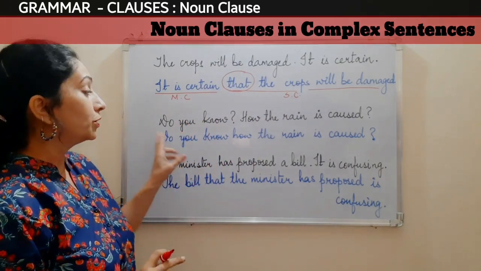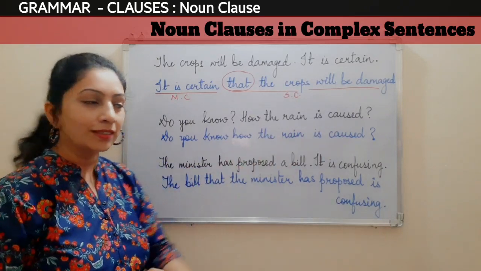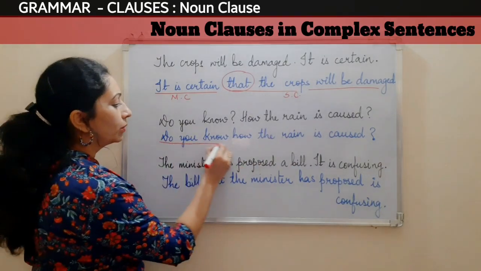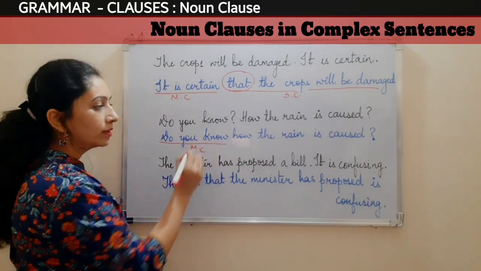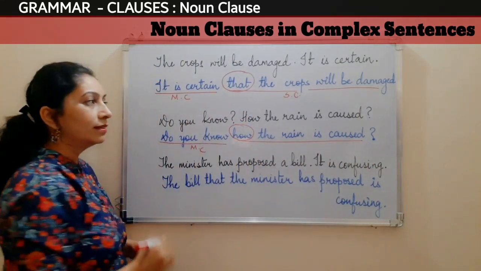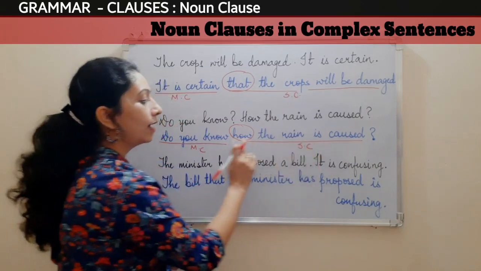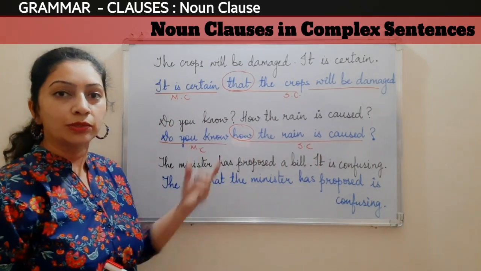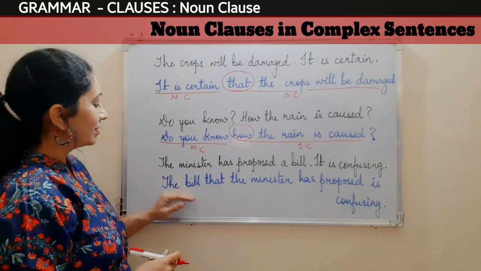Come to the next one. "Do you know how the rain is caused?" So "do you know" becomes the main clause. "How the rain is caused" becomes the subordinate clause, and "how" is the conjunction we use here to make it into a complex sentence.